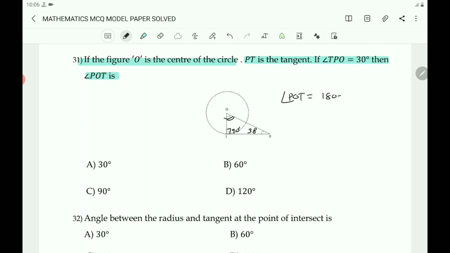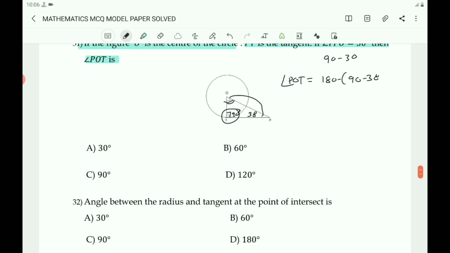So here it is 90, and to get angle POT, it equals 180 minus the sum of these two, or also you can do 90 minus 30, because one angle is 90, which means the sum of the other two must be 90. Both methods you can use here. 90 minus 30 is 60 degrees. Here also you will get the same answer: 180 minus the sum, 90 plus 30, that is 180 minus 120, which equals 60 degrees, or 90 minus 30.